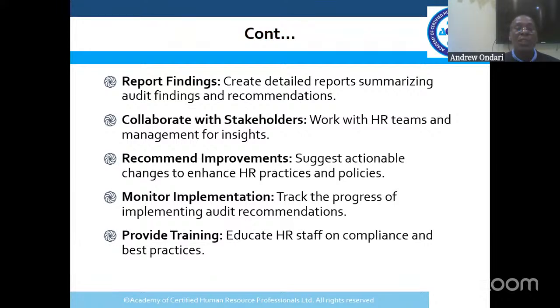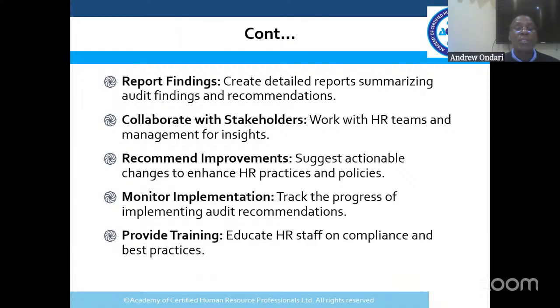The other role is reporting findings. At the end of this training, we shall look at the various components that go into the audit reports. And therefore, it is important for the HR auditors to be conversant with how to present their report findings.